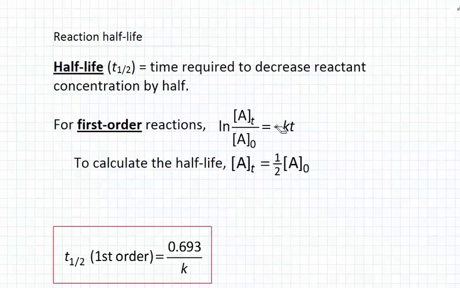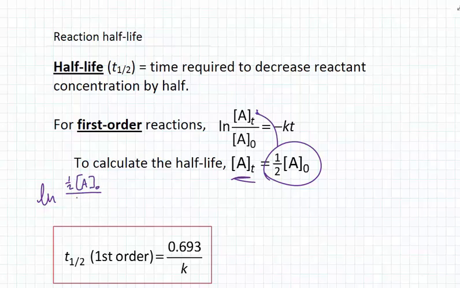Here's a convenient form for us to calculate half-life. This is the general format for how to describe half-life, where the concentration of something at time t would be 1/2 of the original concentration, right? So all we have to do is substitute that in. So I would have the natural log of 1/2 the original concentration over the original concentration equals minus kt.